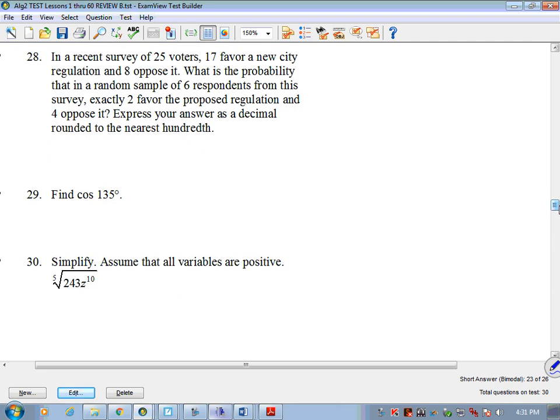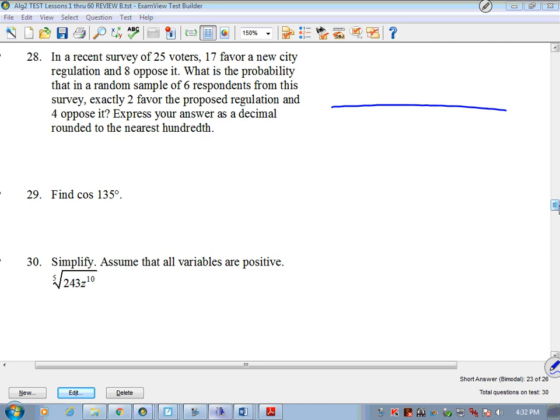28 is a tricky one. Hopefully I can remember exactly how to do this. In a recent survey of 25 voters, 17 favor a new city regulation, 8 oppose it. What's the probability that in a random sample of 6 respondents from this survey, exactly 2 favor the proposed regulation and 4 oppose it? Express your answer as a decimal rounded to the nearest 100.